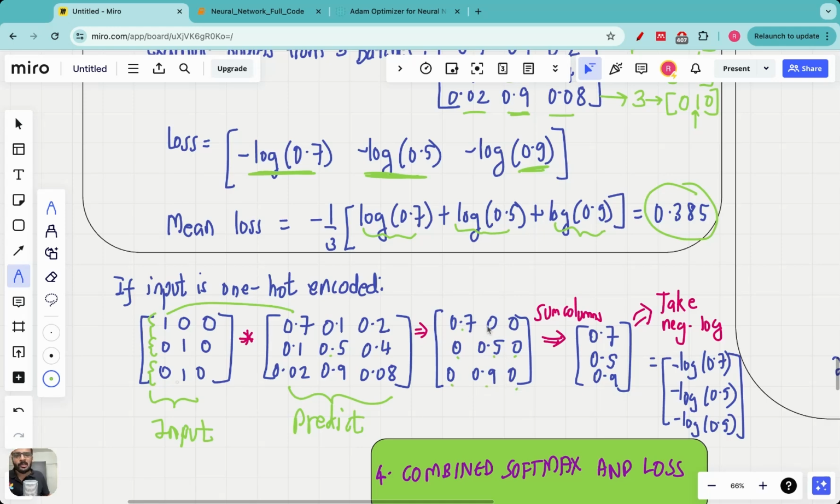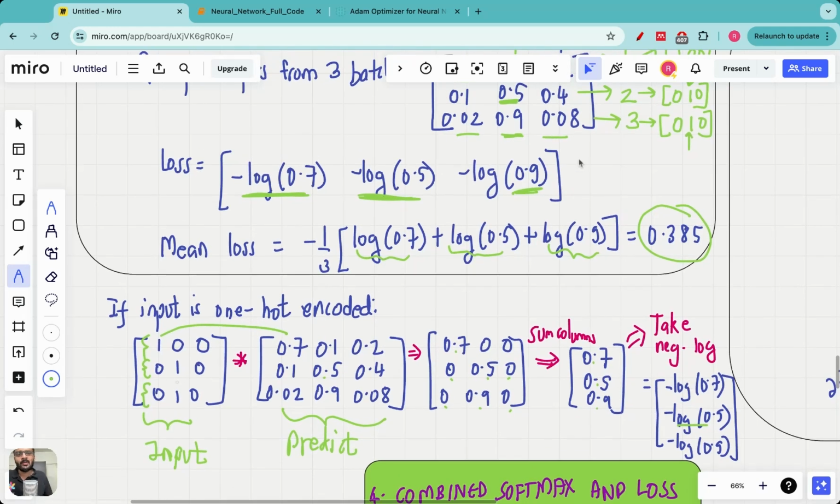Then you sum across each row, and it will be 0.7, 0.5, and 0.9. And then you take the negative log. So it will be negative log 0.7, negative log 0.5, negative log 0.9. So we'll reach exactly the same answer.